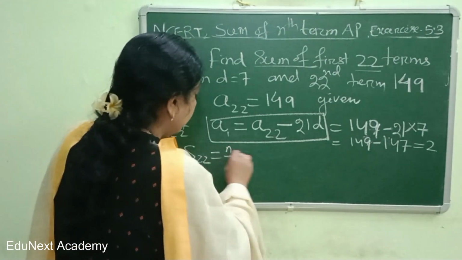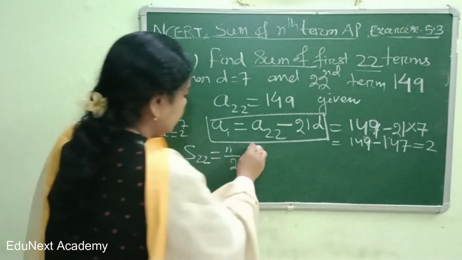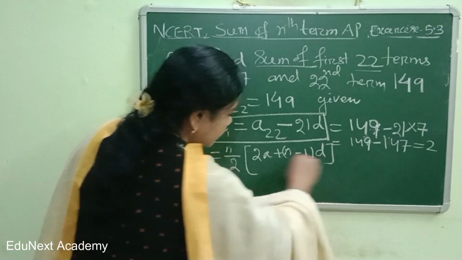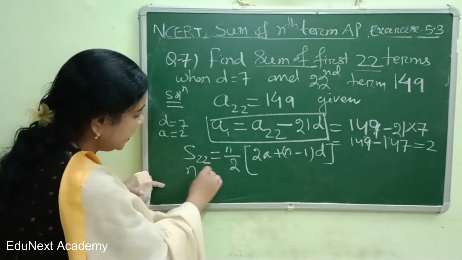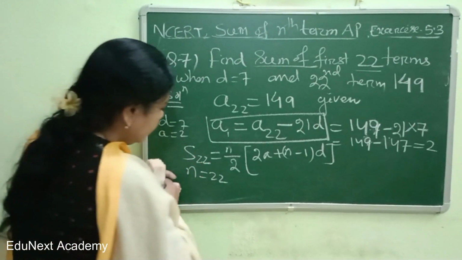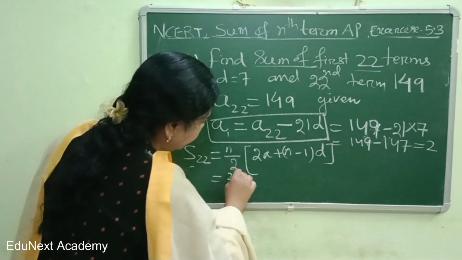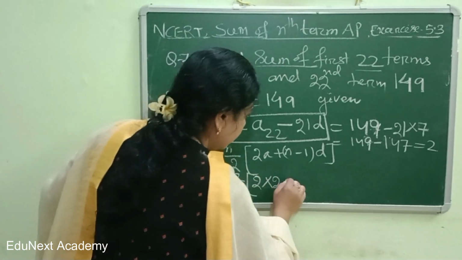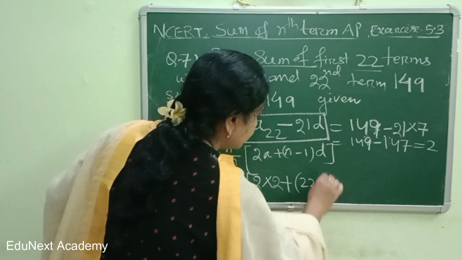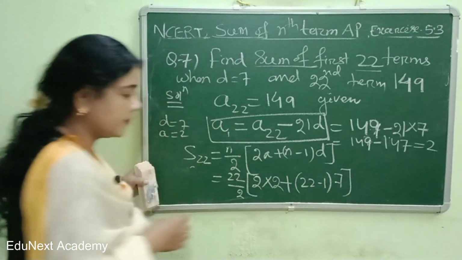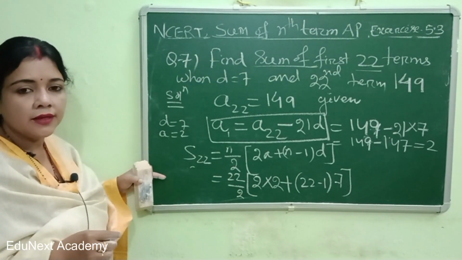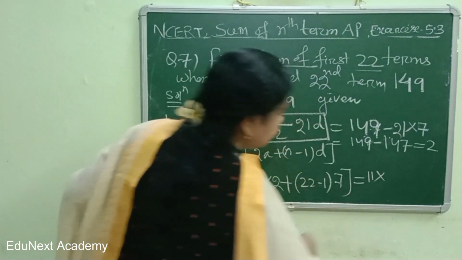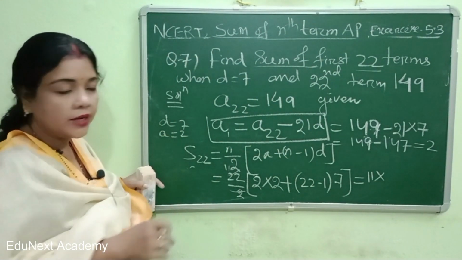That is nothing but n by 2 times (2A plus (n minus 1) into D). You know this n is 22. Okay. So that is 22 by 2 times (2 into A, which is 2, plus (22 minus 1) into D, which is 7). Okay. So after solving, this is 11, and 11 into the final answer is 151.